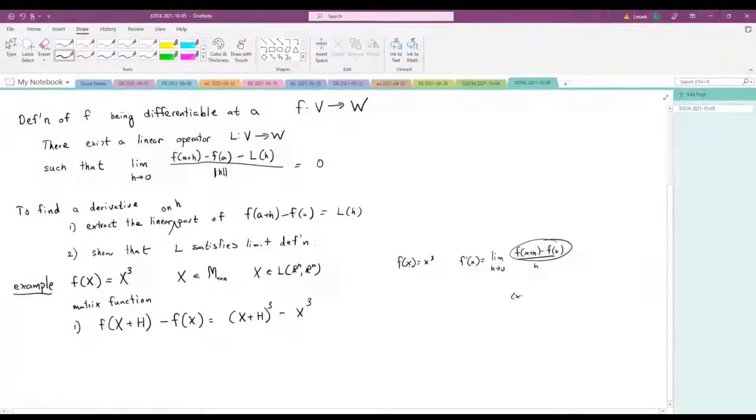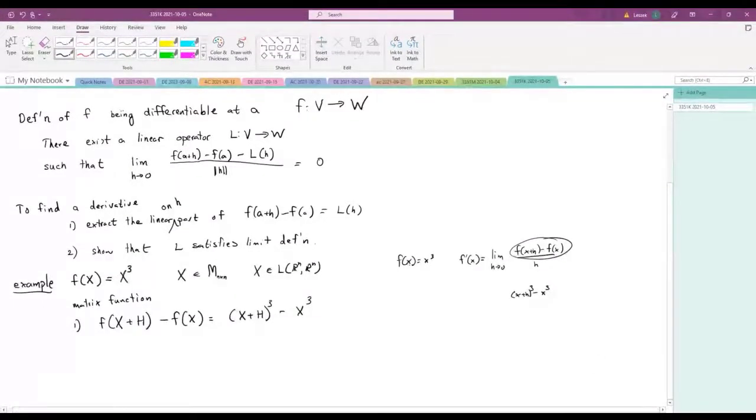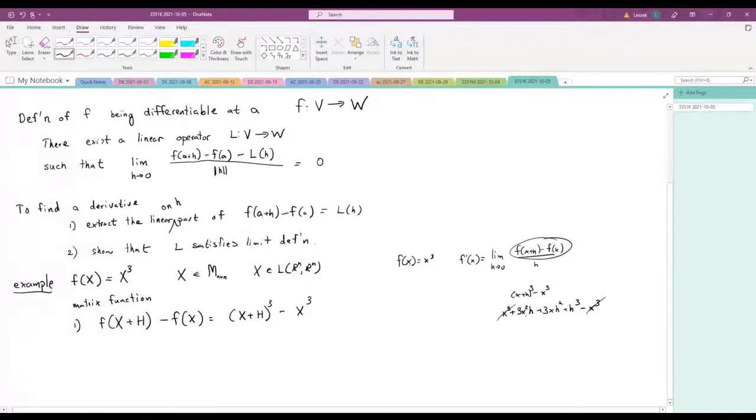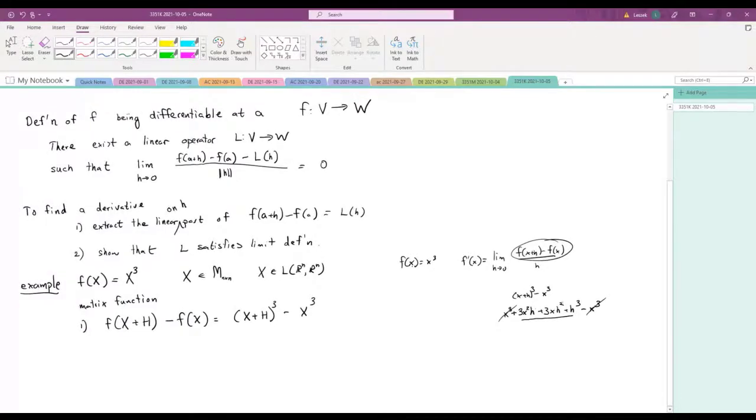Let's just look at that. So I'm going to cube the two terms in the parentheses. Subtract x cubed. Notice that this part goes out. And then if I look at this expression, what term here is acting on h in a linear fashion? Well, you can't square or cube h, right?